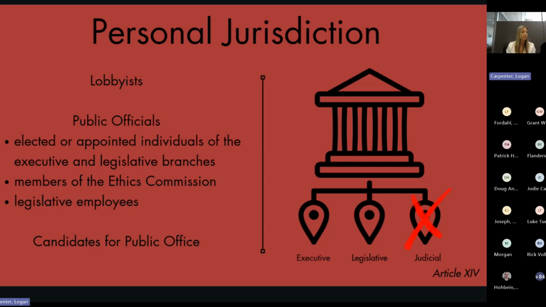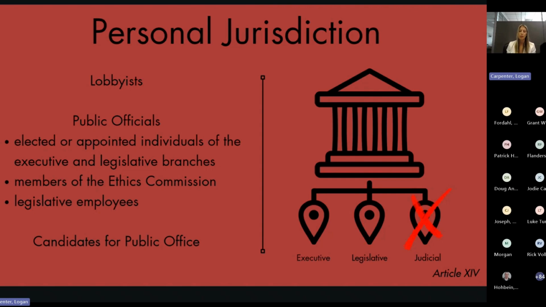We can then further define public officials. Public officials includes elected officials, statewide elected individuals, and appointed individuals in both the executive and legislative branches, members of the Ethics Commission, as well as Ethics Commission staff, and legislative employees. Who is not included as a public official is the judicial branch or executive branch employees, unless the executive branch employee is appointed. And there are some individuals who are executive branch employees but are appointed.